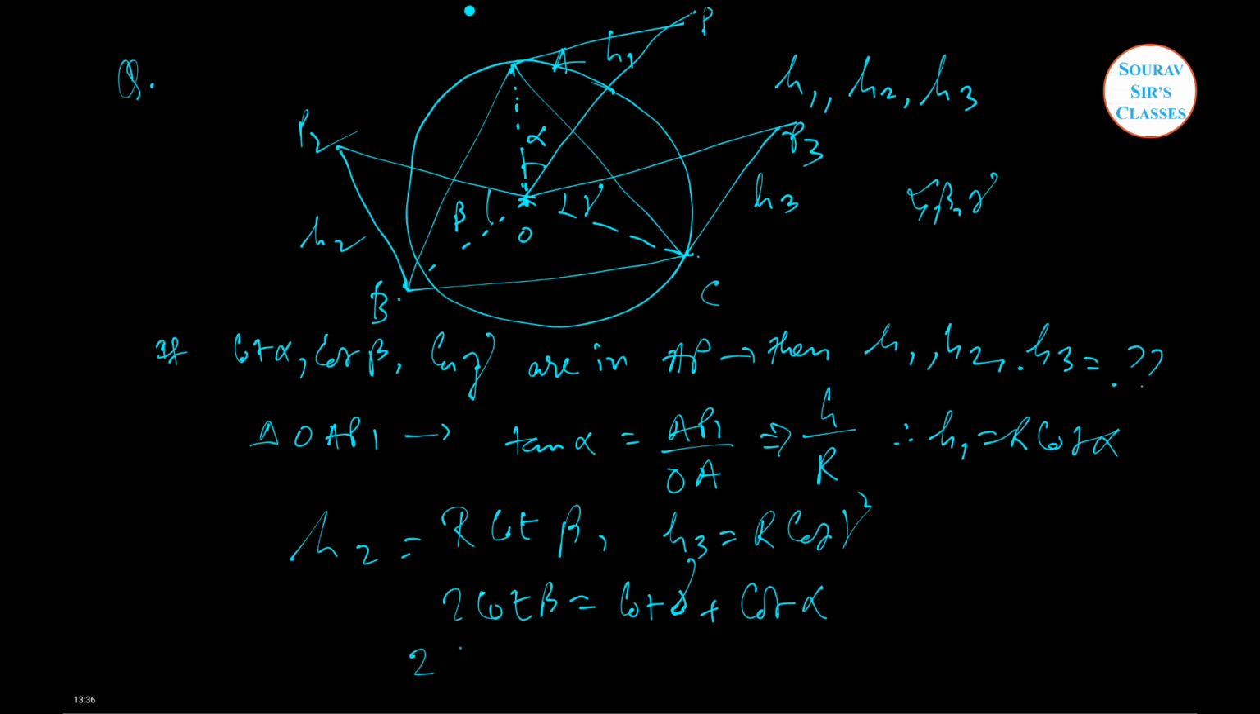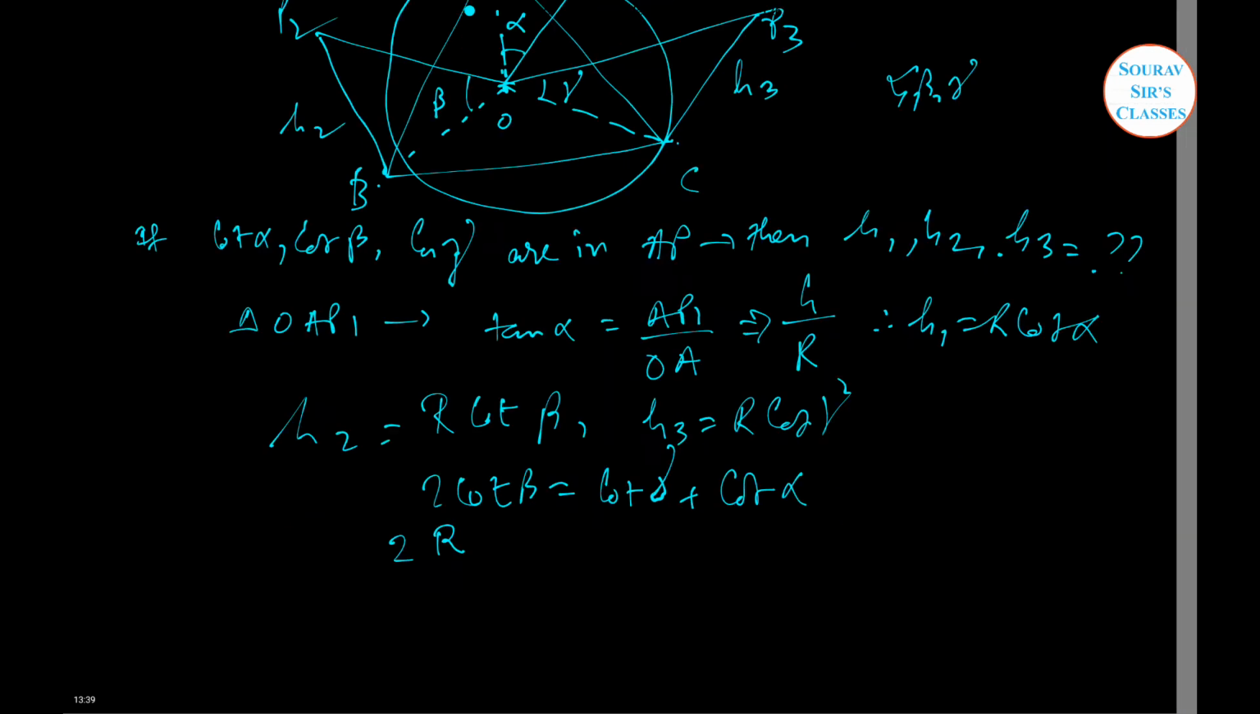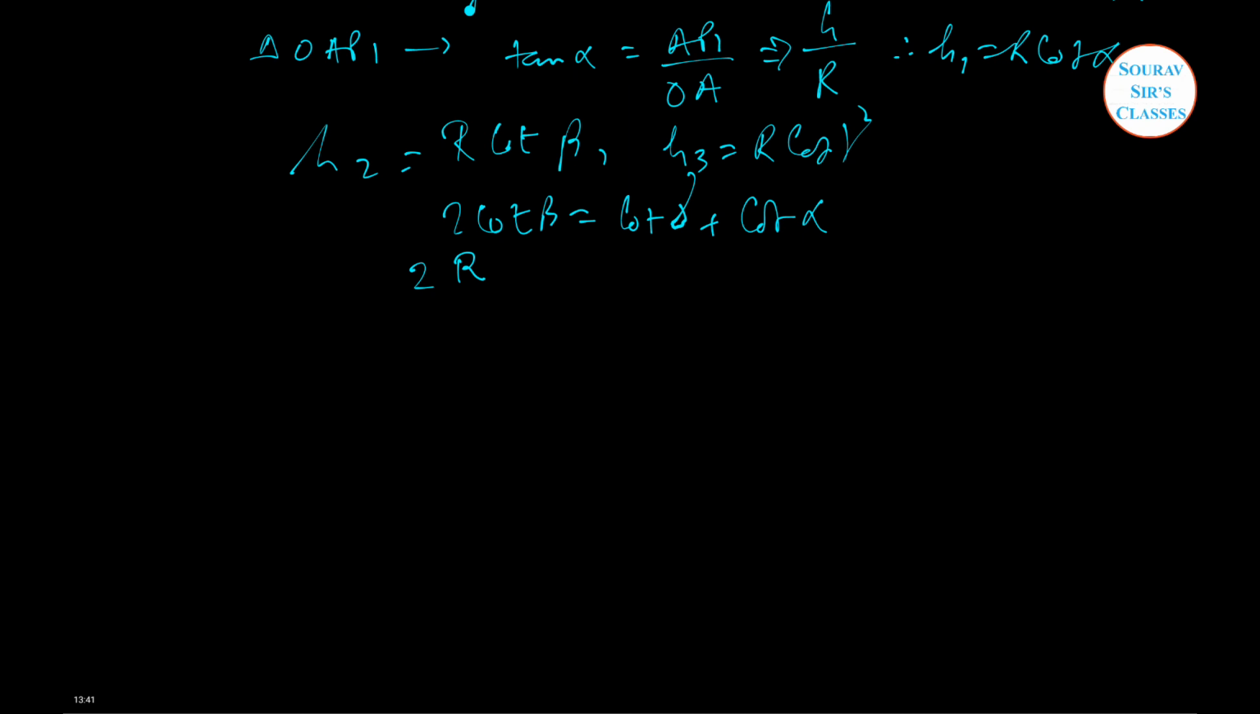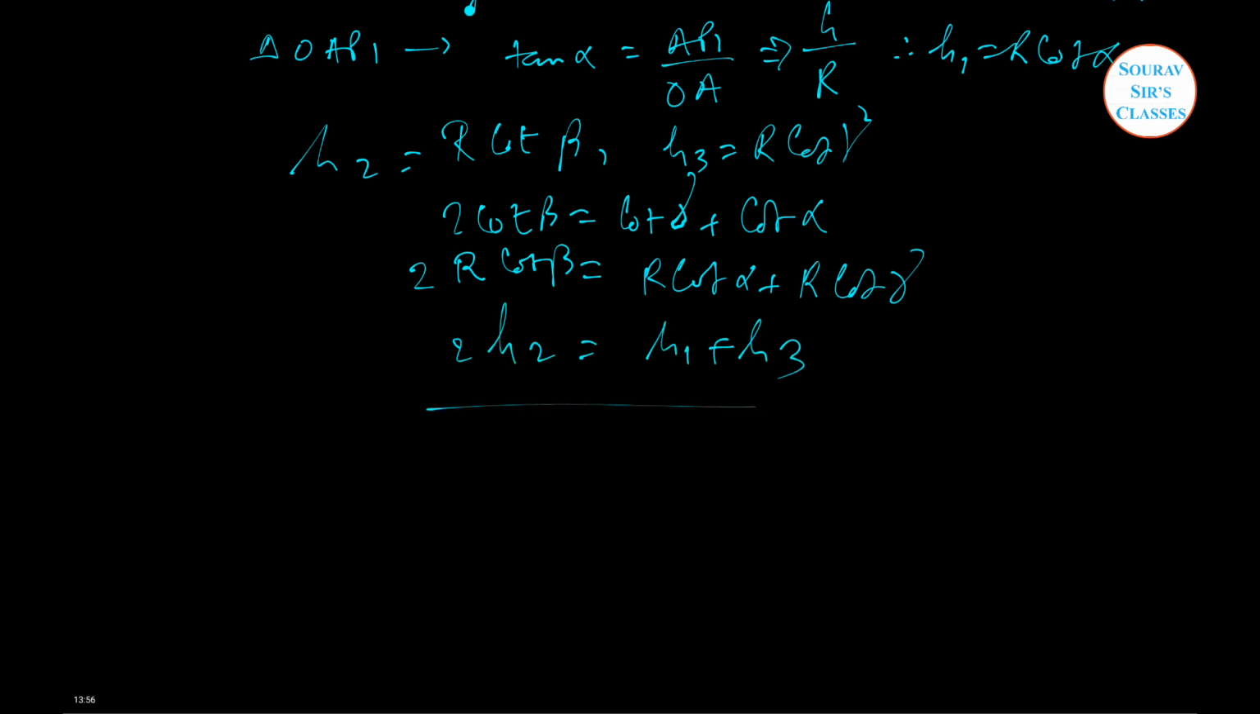Just putting the value, 2R cot beta equal to R cot alpha plus R cot gamma. So similarly 2H2 equal to H1 plus H3. By this we can say that H1, H2 and H3 are in arithmetic progression. That's it. In the next video I will solve some more problems on height and distance.